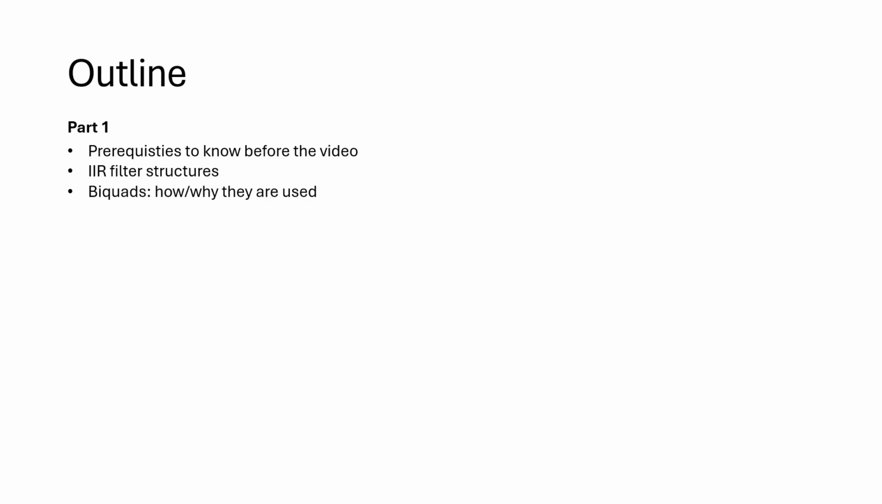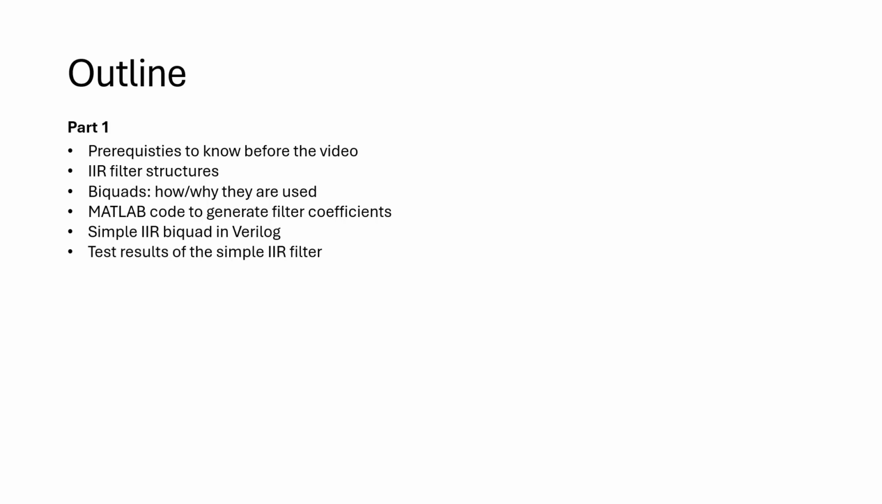So let's go over a small outline for the video. It's going to be split up into 3 parts, so there are going to be 3 videos. In this video, we're going to go over the prerequisites to know before you get into this. We're going to go over a couple different IIR filter structures. We'll go over the biquad, what it is, how and why they are used. I'll show you some MATLAB code that I use to generate the filter coefficients. We'll look at how I coded a simple IIR biquad in Verilog, and then I'll show you the test bench and the test results of the simple IIR filter.